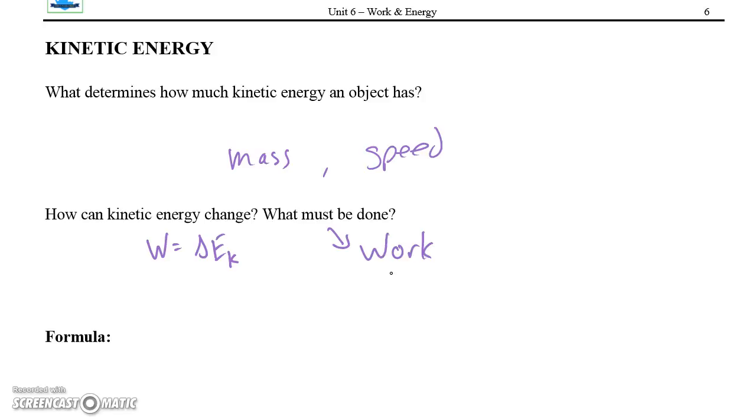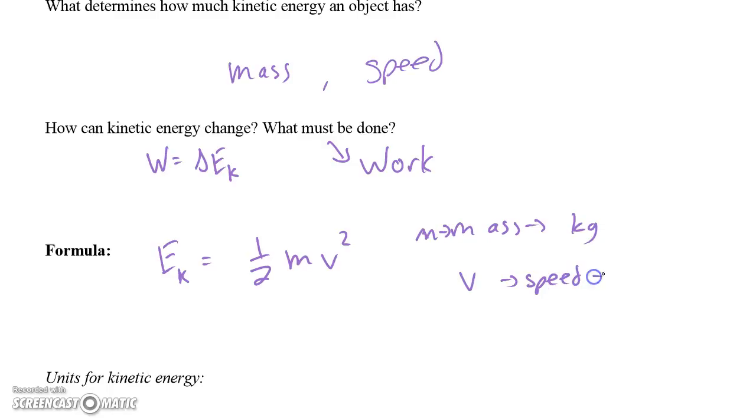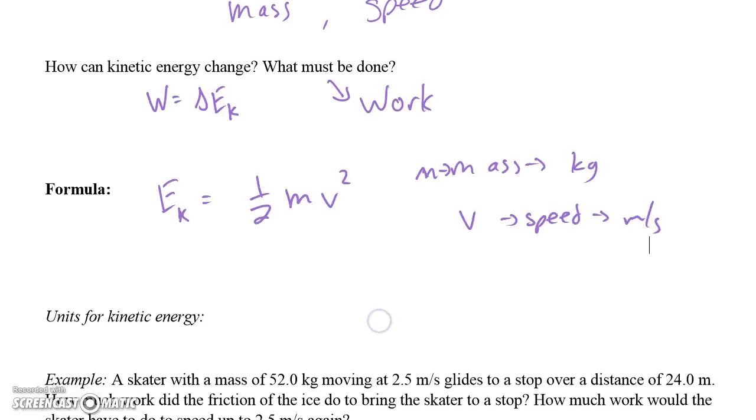Now, here's EK. We have to know what EK is before we can calculate it. So EK, kinetic energy, is 1/2 mv squared. m is our mass, and that's in kilograms, and v is speed in meters per second, and that gives us our energy, and units for energy are always going to be the same, which is going to be a joule, capital J.